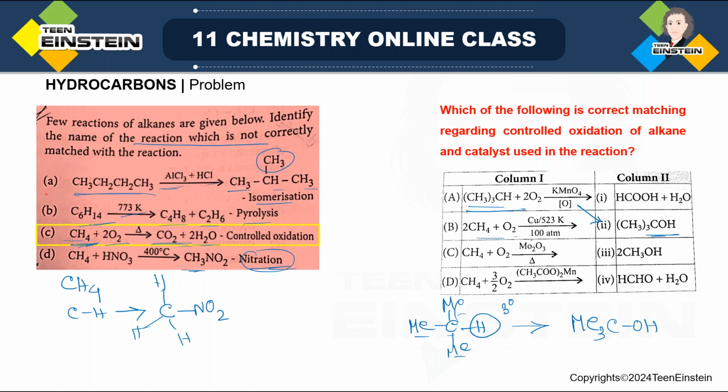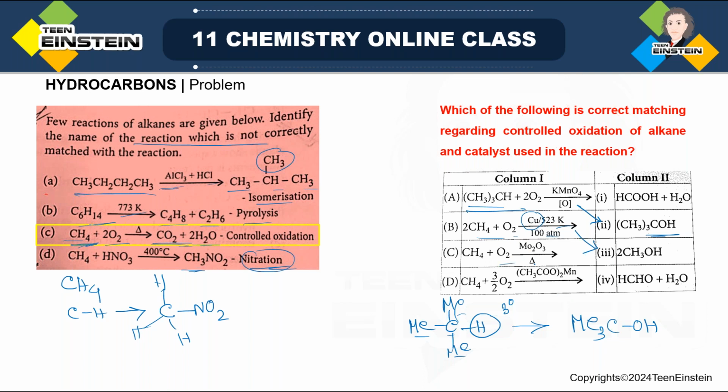Then methane in presence of oxygen, copper catalyst, high pressure, 523 Kelvin. When we simply use copper metal, the reaction was mentioned in that particular slide where I discussed controlled oxidation of alkane. There you can check. You will find it is mentioned like this, that the alkane is passed through a copper tube. And when we do so, we get methyl alcohol. So it is matching with 3.